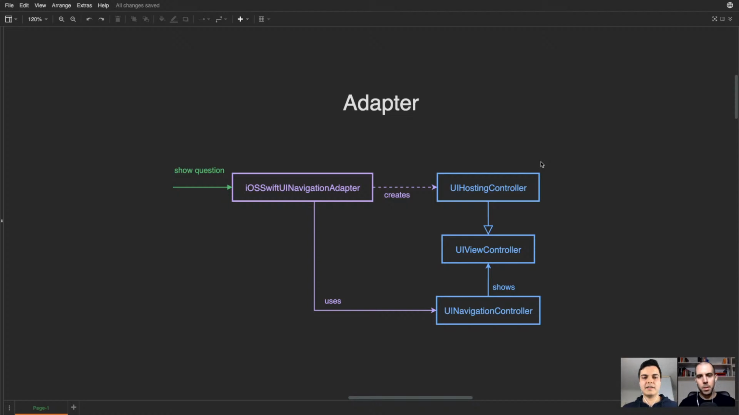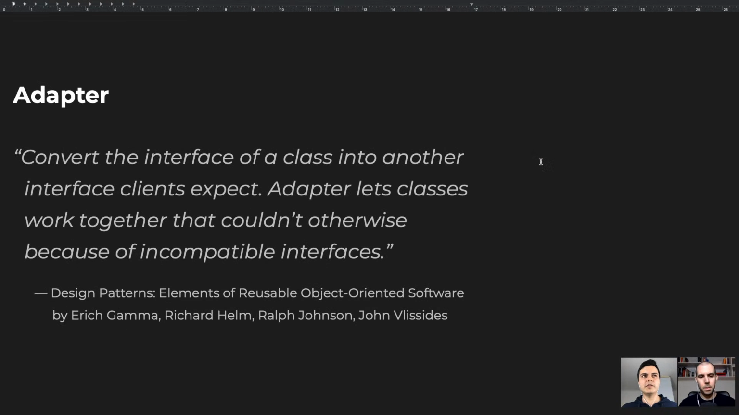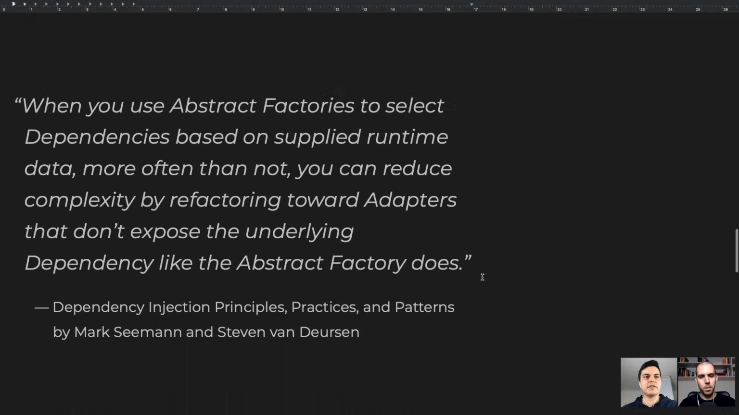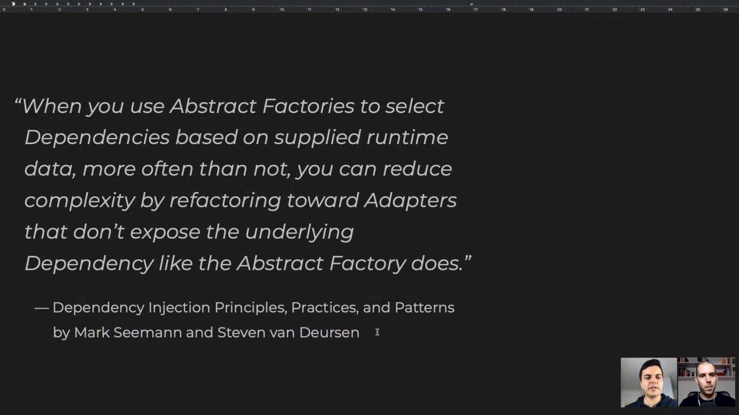By the way, I learned how to replace abstract factory with an adapter in the book Dependency Injection, Principles, Practices and Patterns by Mark Seemann and Steven van Deursen. I highly recommend that you read it. Definitely. You're going to learn a lot.